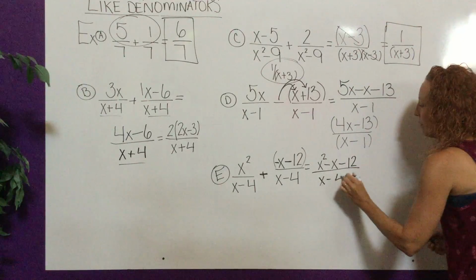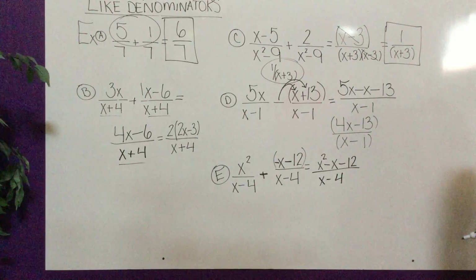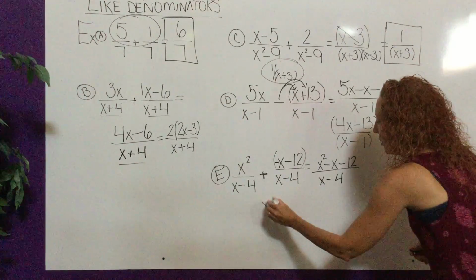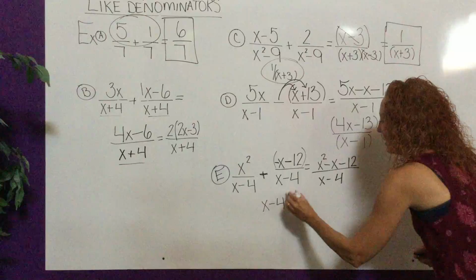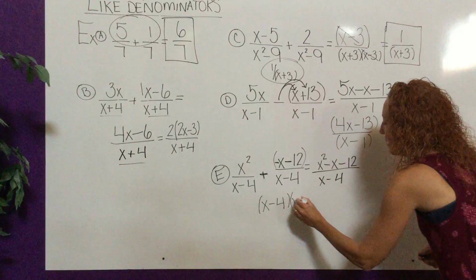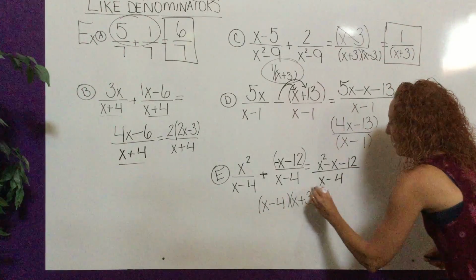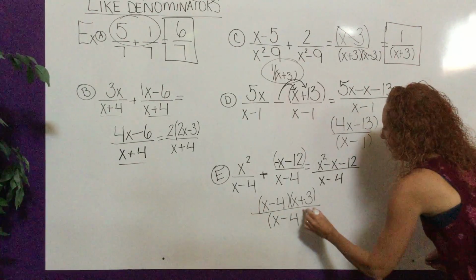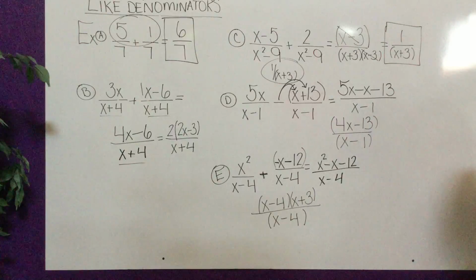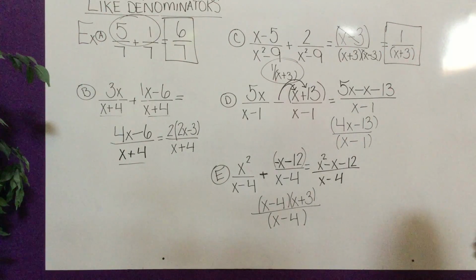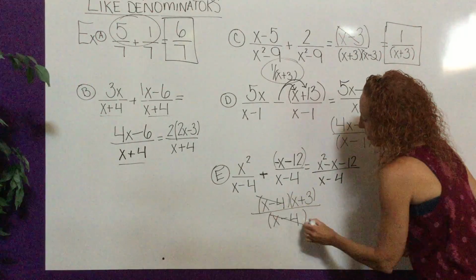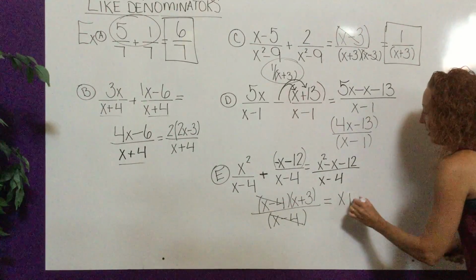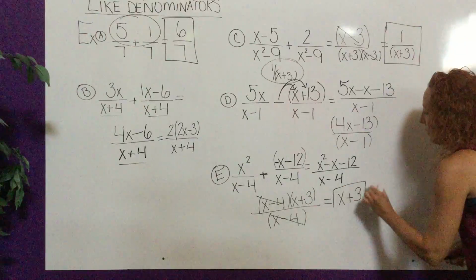over x minus 4. Does our numerator factor? Indeed it does. Two numbers that multiply to negative 12 and add to negative 1 are negative 4 and a positive 3. So we always are going to check to see if things factor. And then these common factors will cross out there. And so my final answer here would be x plus 3.